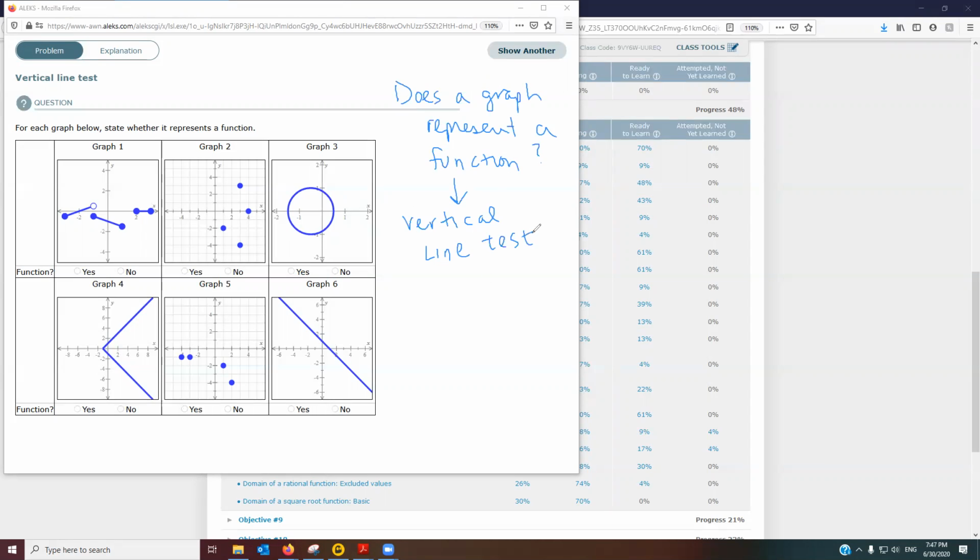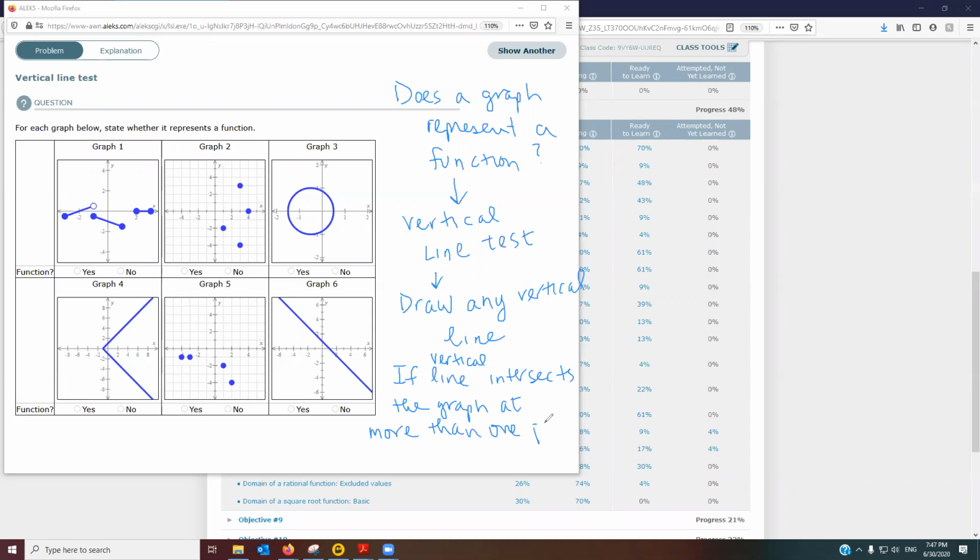Here's what it says. Imagine drawing any vertical line. Draw any vertical line, that means straight up and down. If the vertical line intersects the graph at more than one point, then the graph is not a function.